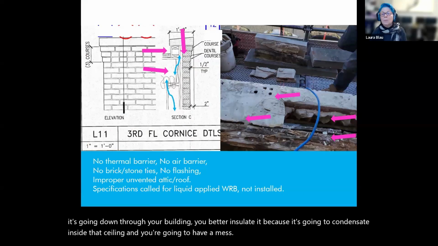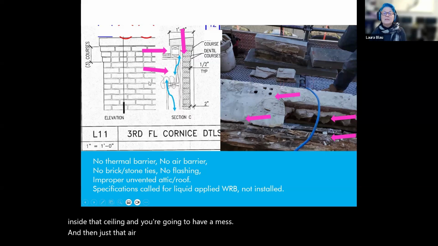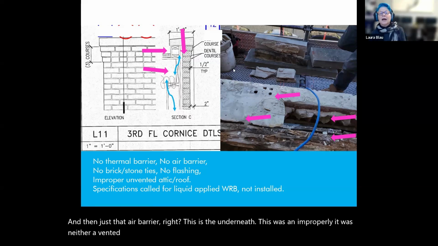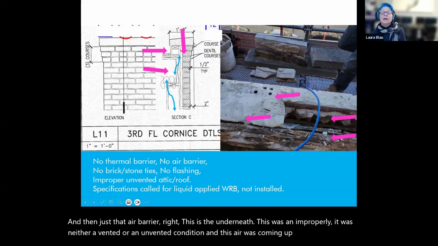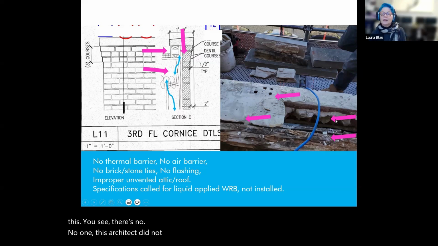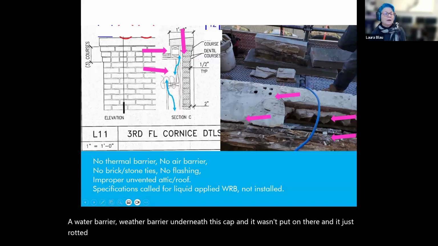And then just that air barrier, right? Underneath this was an improper condition, it was neither a vented nor an unvented condition. And this air was coming up through systems, hitting this. You see, this architect did not draw a water barrier, a weather barrier, underneath this cap. And it wasn't put on there, and it just rotted all to hell.